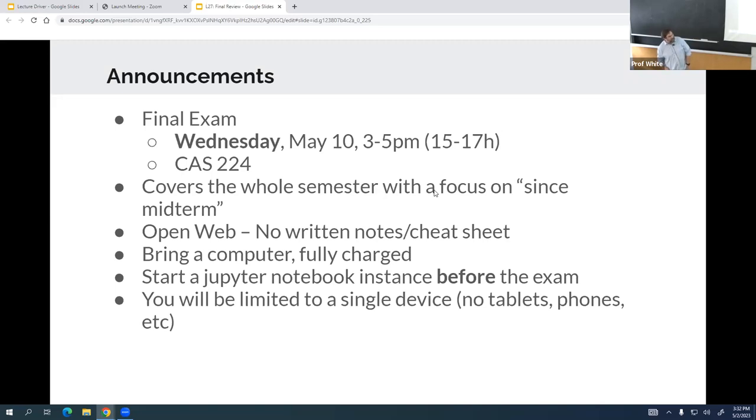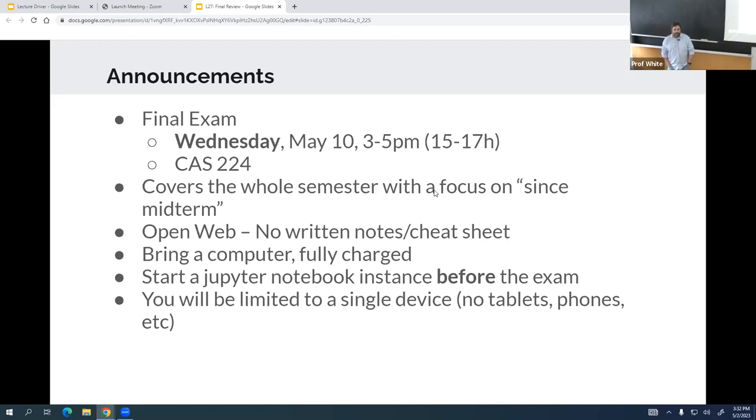It covers the whole semester, but with a focus on since the midterm, I think I mentioned before. It is open web, but there will be no written materials. Okay, so apologies if you prefer to have written notes or something to review. It's too hard in here to do something like that. So a couple of notes about this.